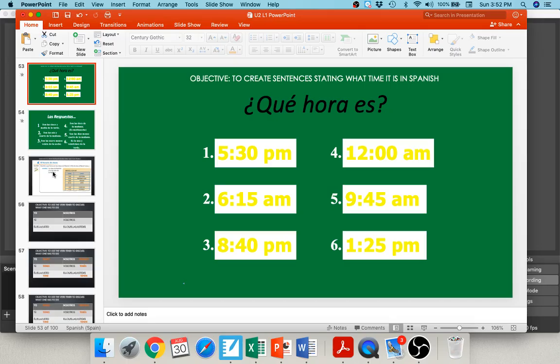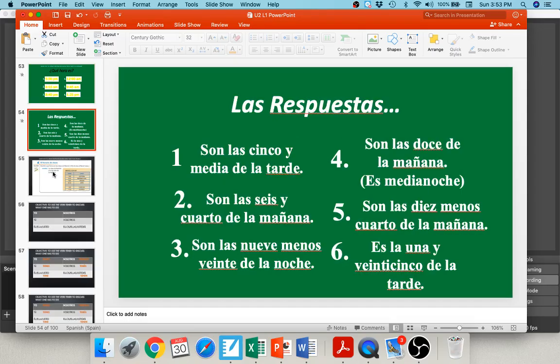So number 2 tells us that it's 6:15 a.m. or 6:15 in the morning. We know it's not 1 o'clock, so we're going to start out here with son las. To say it's 6, we're going to say son las 6. And 15 minutes after, son las 6:15 de la mañana. That literally means it's a quarter after 6. Now, if you didn't say y cuarto here, you also could have said y 15 for 15 minutes after, and both of those would have been completely acceptable. So, son las 6 y cuarto or son las 6:15 de la mañana, in the morning.